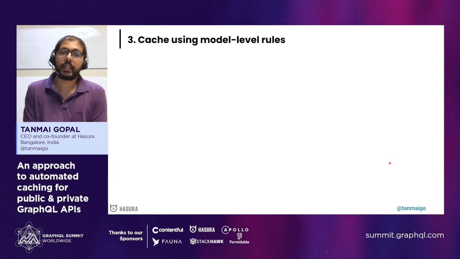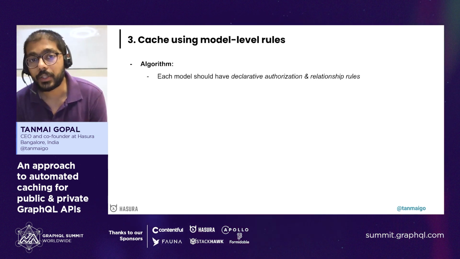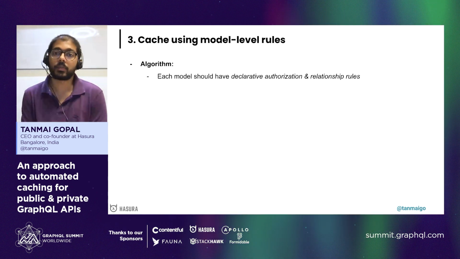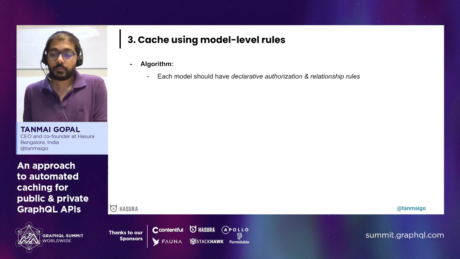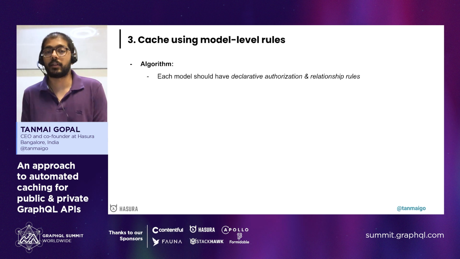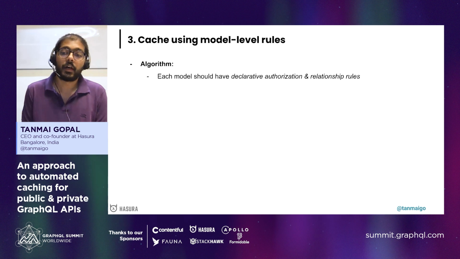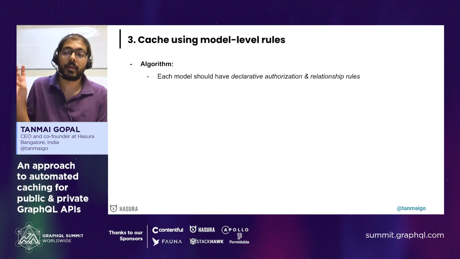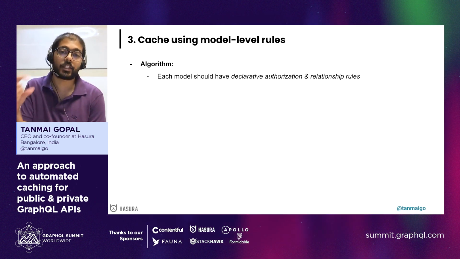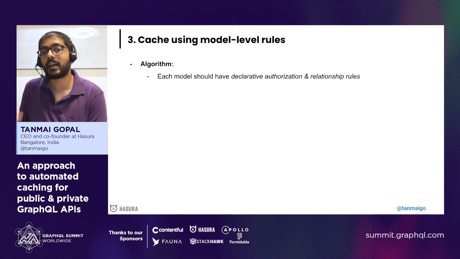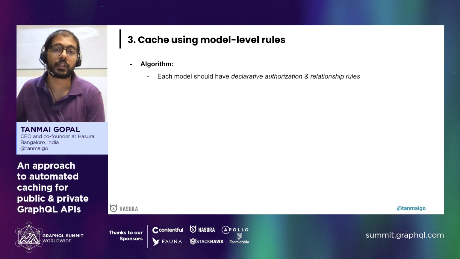The third example that we're going to look at is caching using model level rules. In this case, the first thing that we would do is that each model should have declarative authorization and relationship rules. What you don't want to do is write the code for understanding how to fetch data for a particular user. Instead of you writing that code, you load that from an internal configuration that you maintain, right? So you have these rules as JavaScript objects or as JSON objects that you specify and attach to each model. For example, when I'm fetching restaurants, the rule here is to fetch the restaurant by user.location, right?